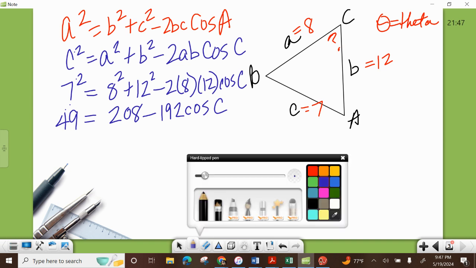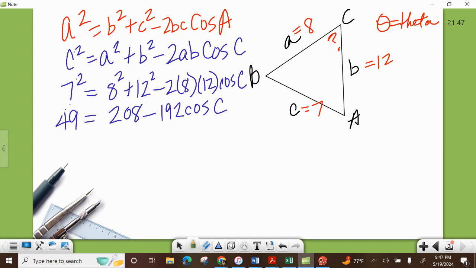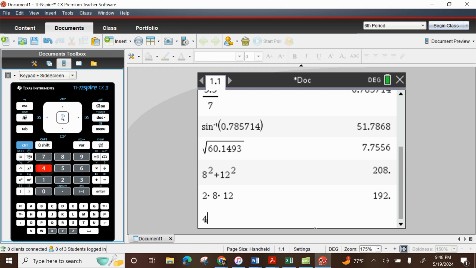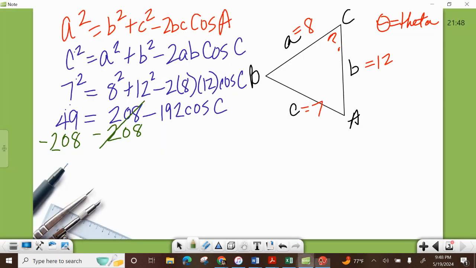I have to move the 208 over to the other side. Since it's positive, I'm going to subtract it. Some teachers don't like you to write it like this on both sides; they just want to indicate the move on the one side, but this helps a lot of people. So we've got 49 minus 208, which gives you negative 159. Now your sign is important. It is a negative 159 and it needs to stay that way. And that is equal to negative 192 cosine C.